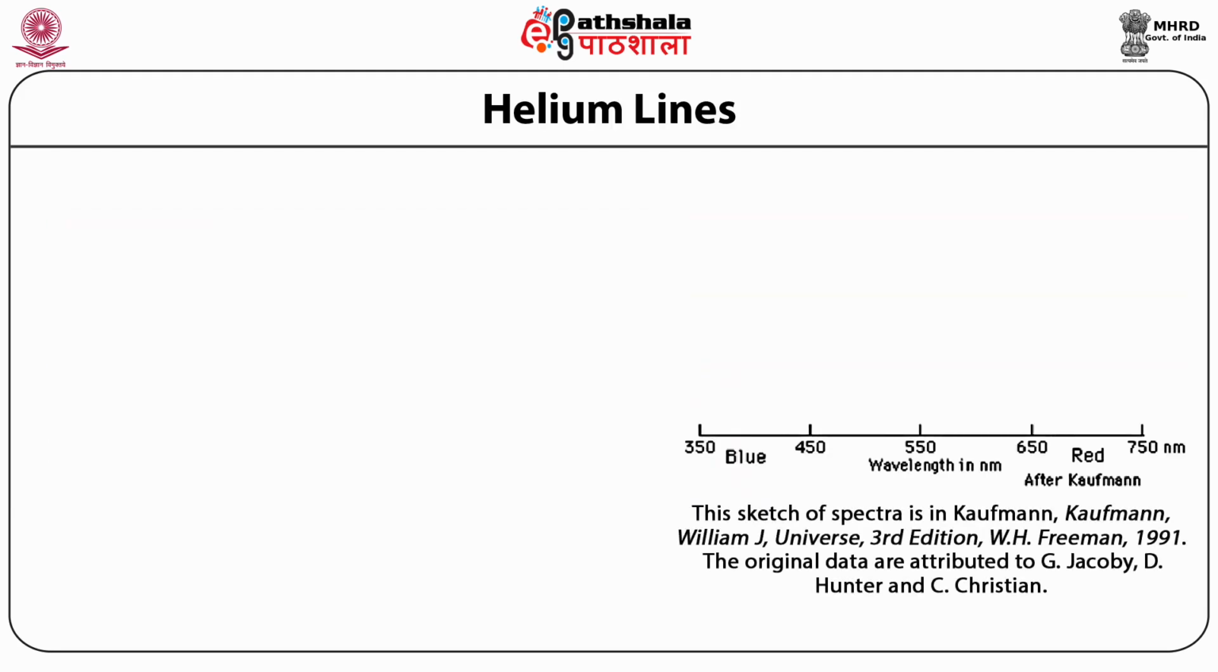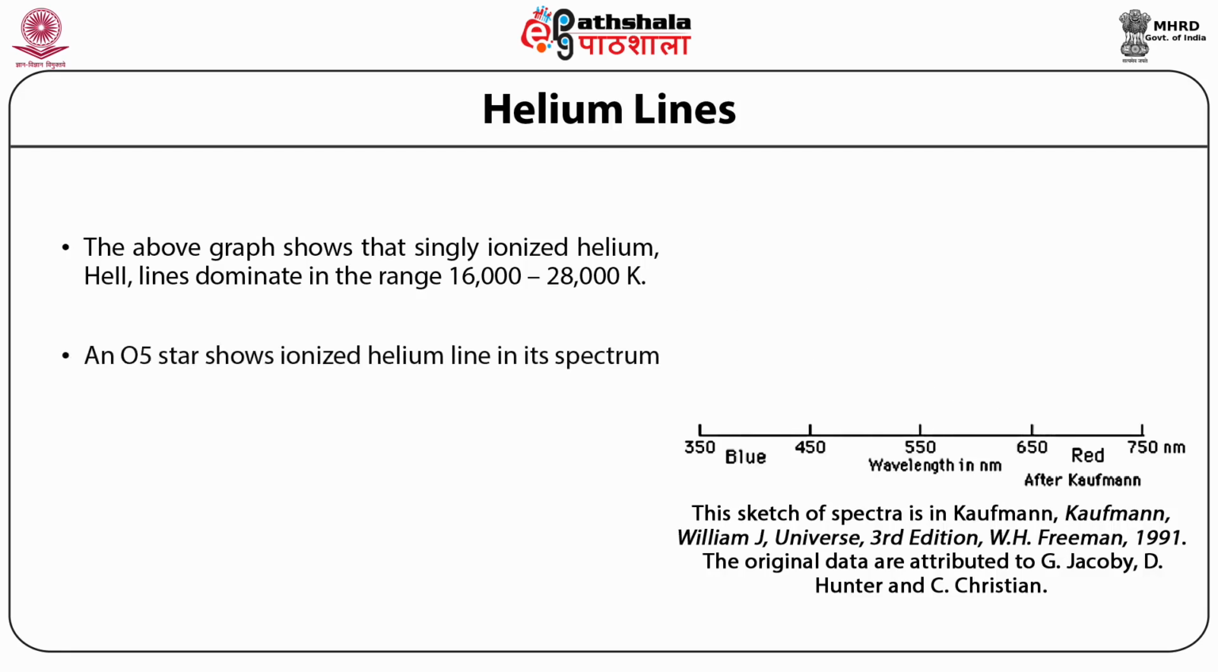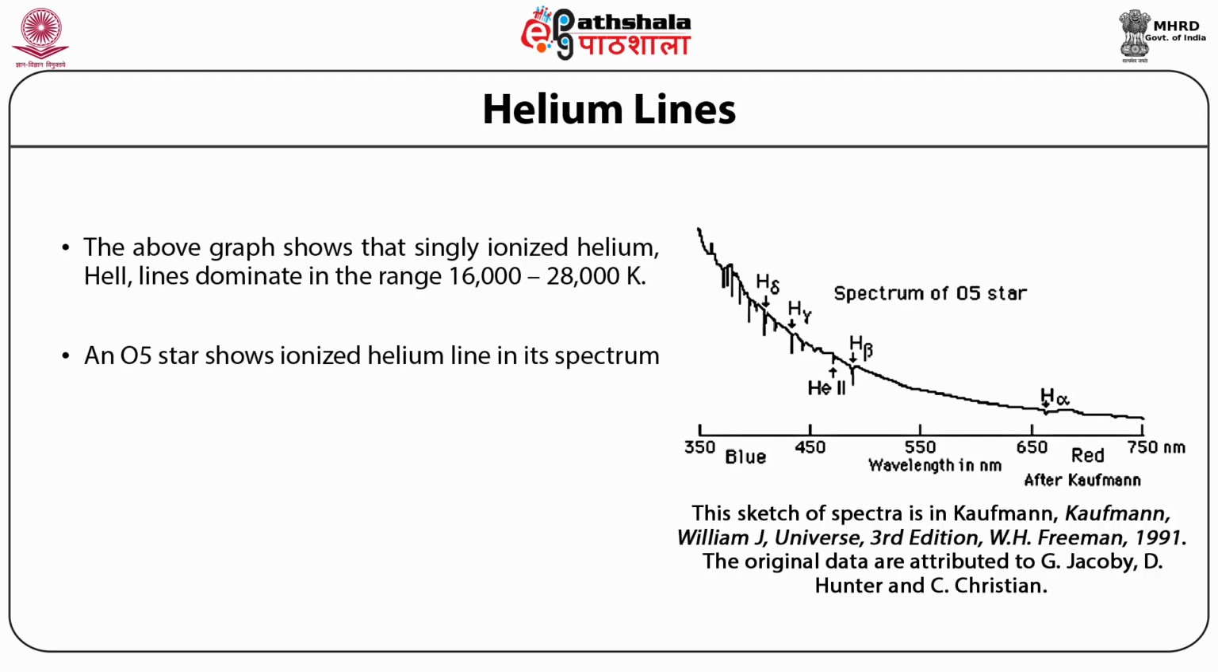The above graph shows that singly ionized helium, helium-2 lines dominate in the range 16,000 to 28,000 Kelvin, and an O5 star shows ionized helium lines in its spectrum. So the given figure here is the sketch of spectra as in the Kaufmann-Williams book. The original data are attributed to J. Jacoby, D. Hunter and C. Christian.